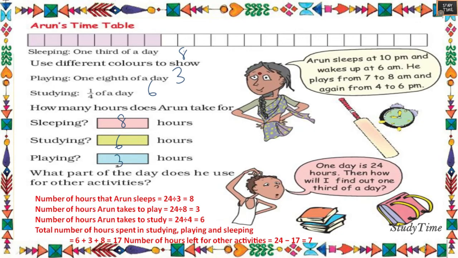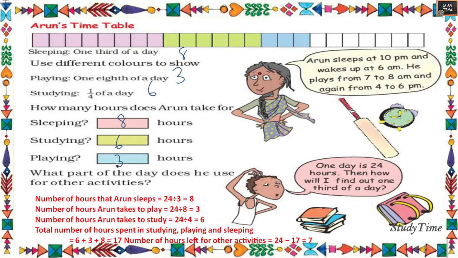So you have to find the part of the day in which he does other activities. So you add 8 plus 3 plus 6, which is 17. 24 minus 17 is 7. So 7 hours he spends for other activities. So here I have given the coloring one. So sleeping is here, sleeping 8 and studying here 6 and playing 3. This is for remaining activities, 7 hours.